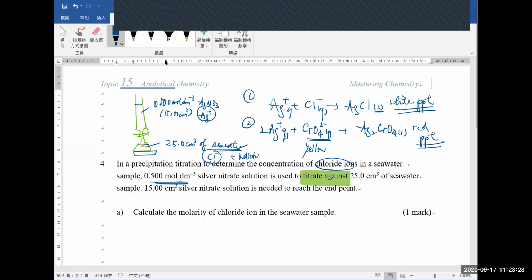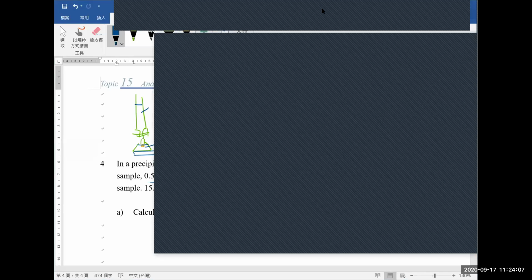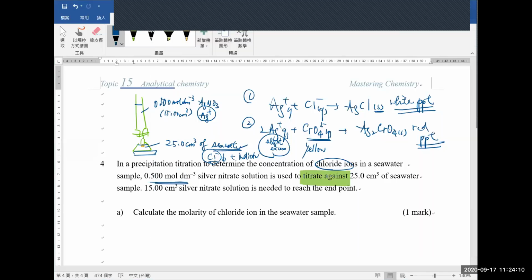Okay, can you imagine the case? And then you have to further add, so you may know the chloride ion will drop in concentration. More white precipitate will be formed. The solution becomes more cloudy, but the solution is still yellow. And we wait for some time until all chloride ion has reacted. Any slight excess of silver ion will react with chromate to form silver chromate, which is in the form of red precipitate.